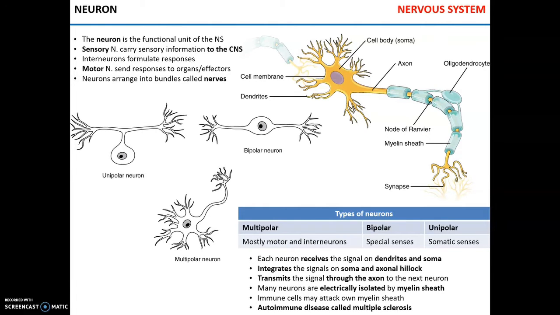Let's talk about the cells of the nervous system. There are two types of cells in the nervous system: neurons and neuroglial cells. A neuron is the main functional unit of the nervous system.